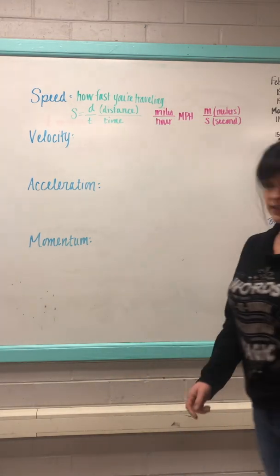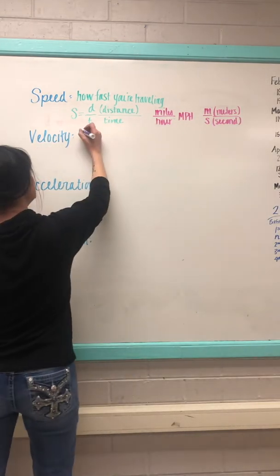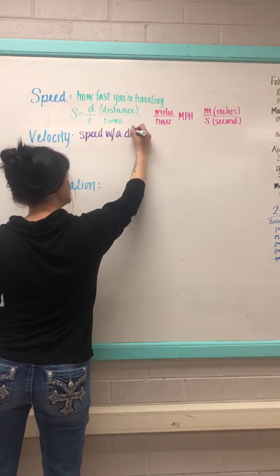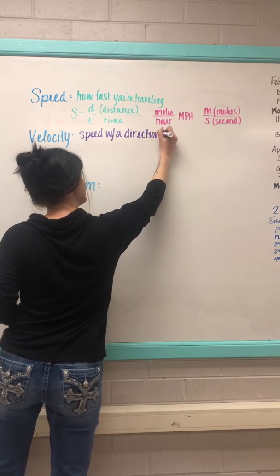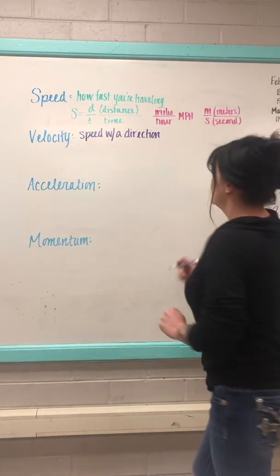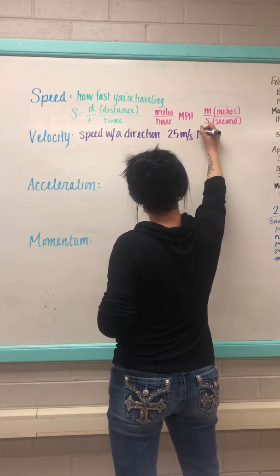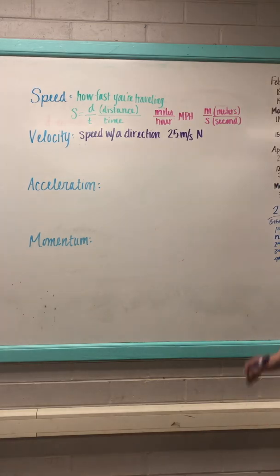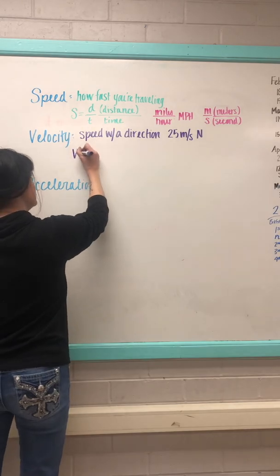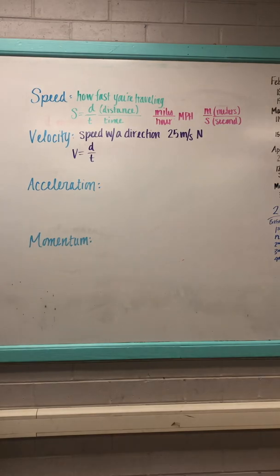All right. So the next term is velocity, and velocity is just speed with a direction. So it's how fast you're traveling in that direction. So this could be 25 meters per second north. That would be a velocity. There's absolutely no difference in calculating velocity and calculating speed. Velocity is just distance over time as well. It's the same thing, it's just got a direction associated with it.